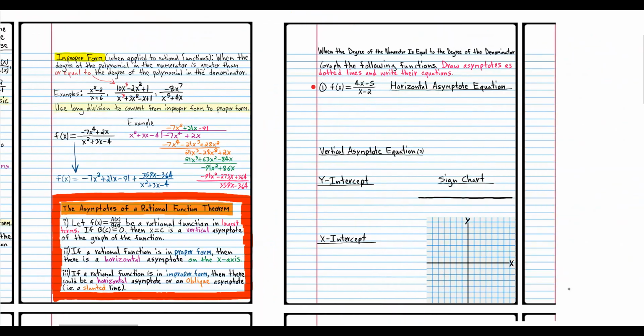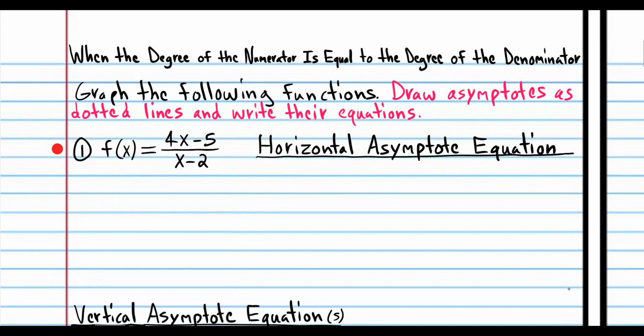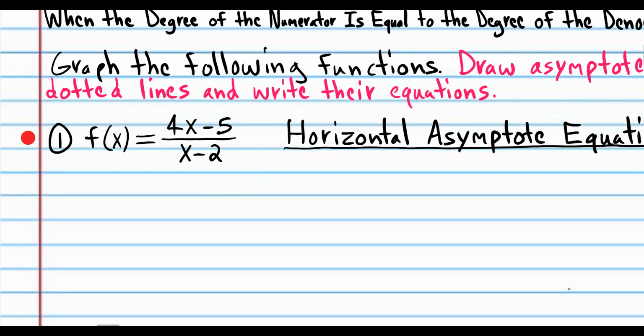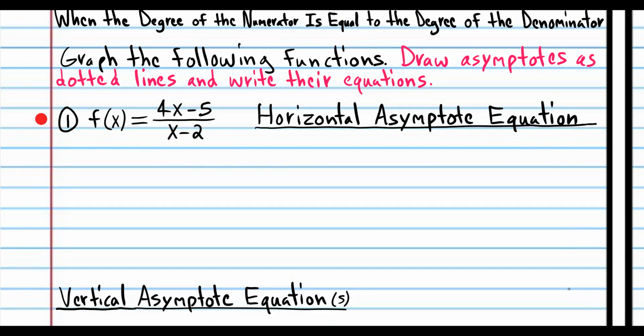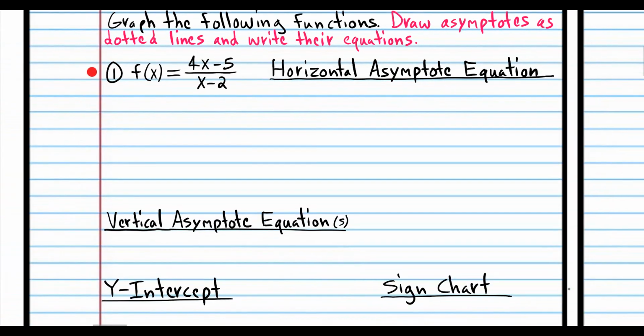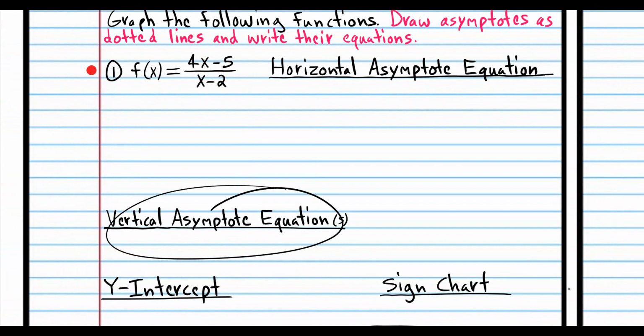So let's begin. We're going to start with situations where the degree of the polynomial in the numerator is equal to the degree of the polynomial in the denominator. So the degree here is 1, and the degree here is 1. So they're equal. But that's still considered to be improper form. So the first thing we'll do, we can find the vertical asymptotes first. That's going to be pretty easy.